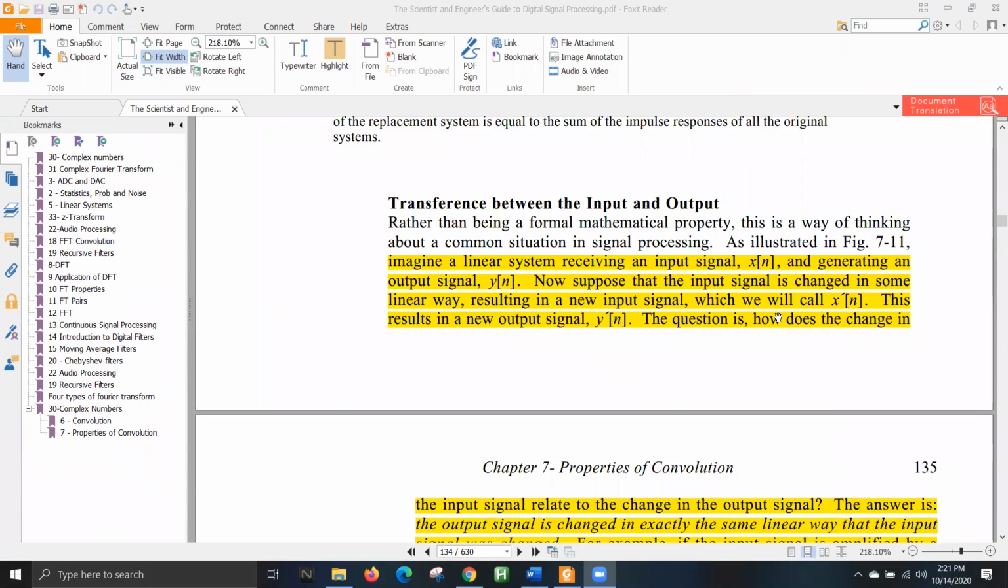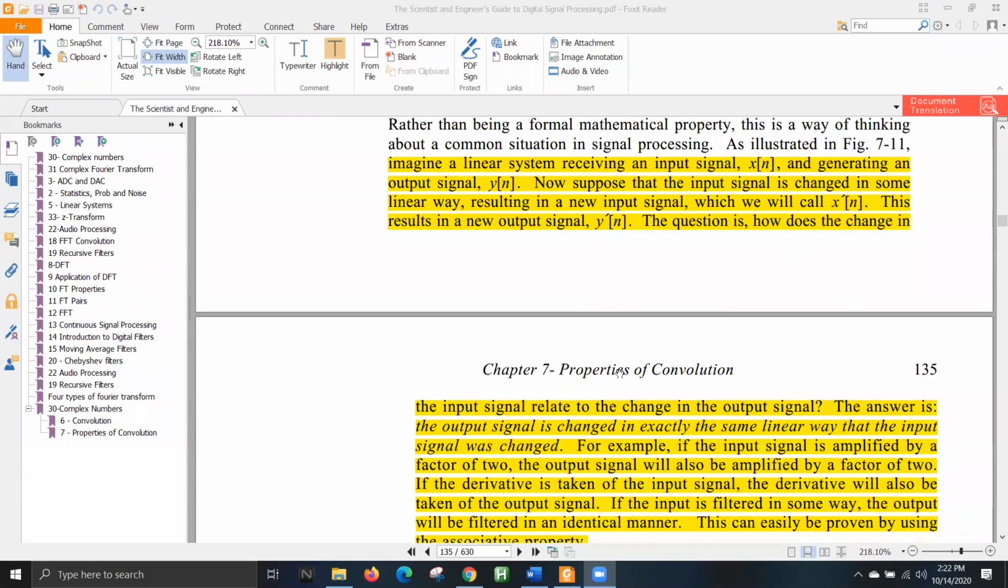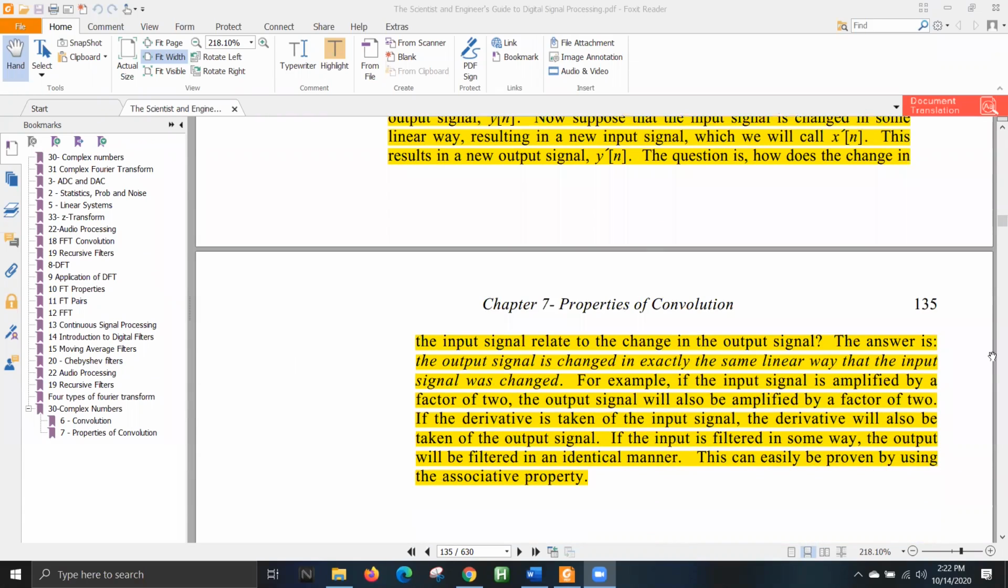Also, there is another thing called transference between input and output. So imagine a linear system receiving an input signal x and generating an output signal y. Now suppose you are changing the input signal so that it is attenuated or amplified, or if you perform some derivative, some first difference on the input signal, and then you pass it through the same system, what is going to happen is the output is also going to get changed in the same way. So if you read through this paragraph, this is what it basically says.